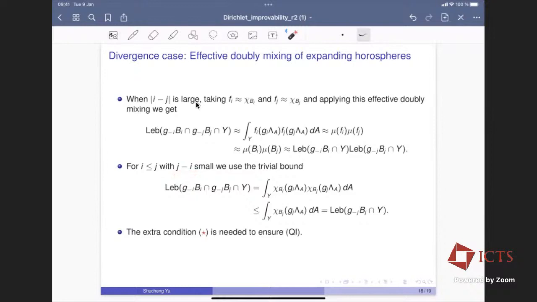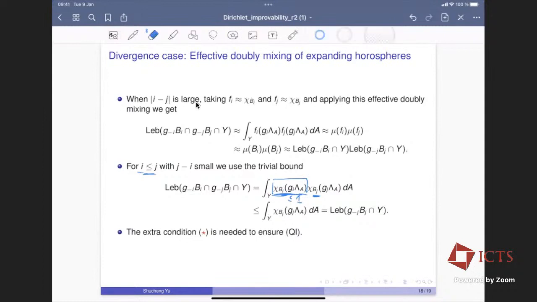But then for the range when i minus j is small, we can only use this trivial estimate. So this is in the Haar measure, and if you write this out, it is the integral of these two indicator functions. Here B_j is a smaller set, B_i is a larger set, and I'm assuming i is smaller than or equal to j.